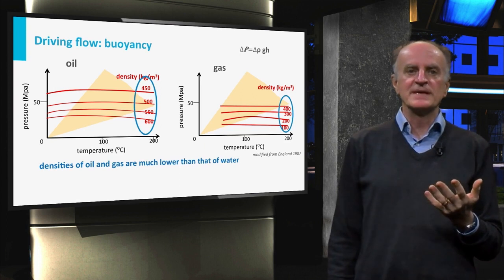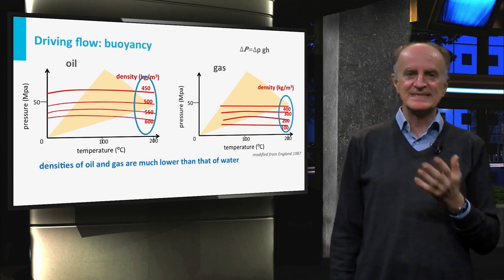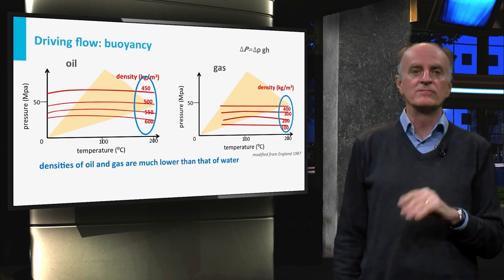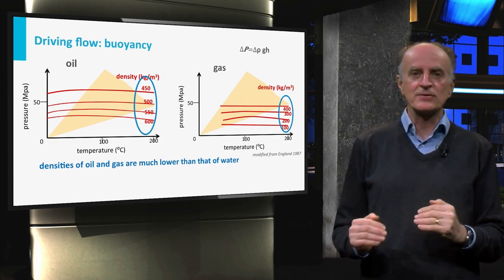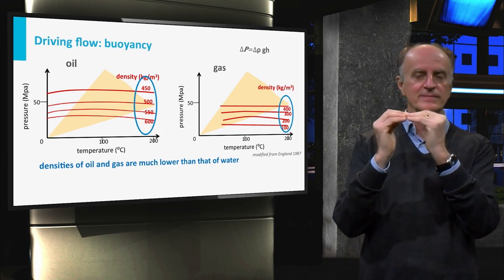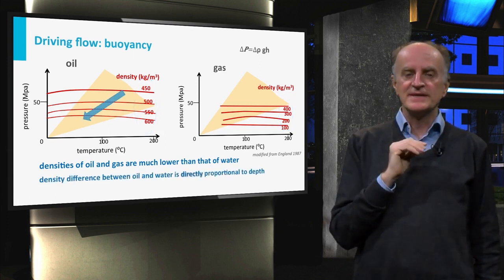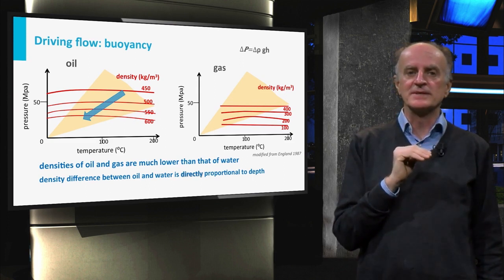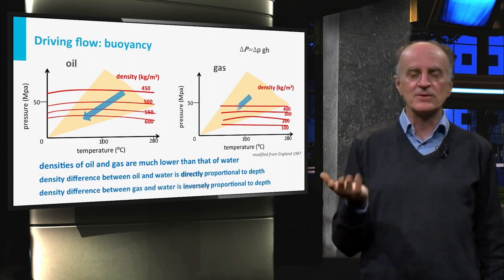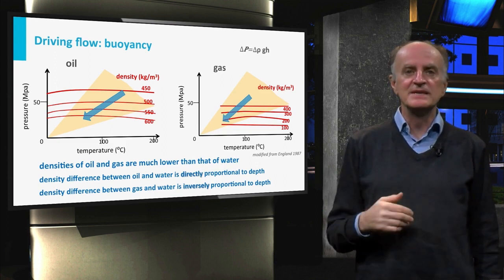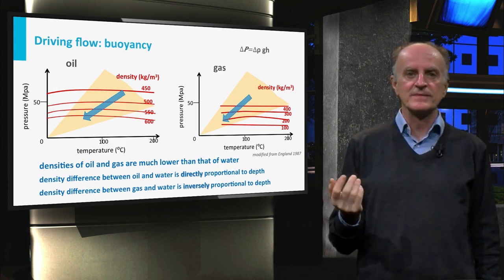A first-order message of these slides is that densities of oil and gas are substantially lower than that of water. This means that hydrocarbon will move upward. While moving upward, oil will become heavier and the density difference with water will decrease. The density of gas, on the contrary, decreases with depth, making movements of gas even more efficient.